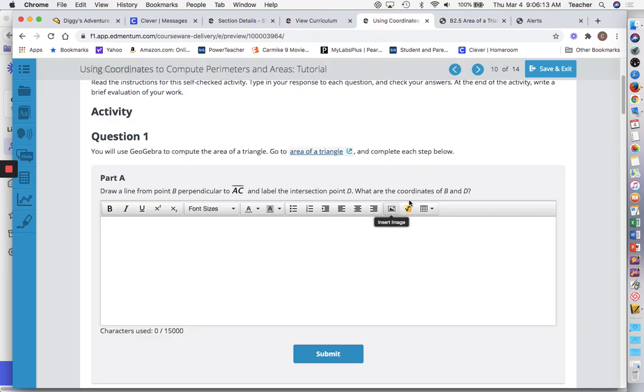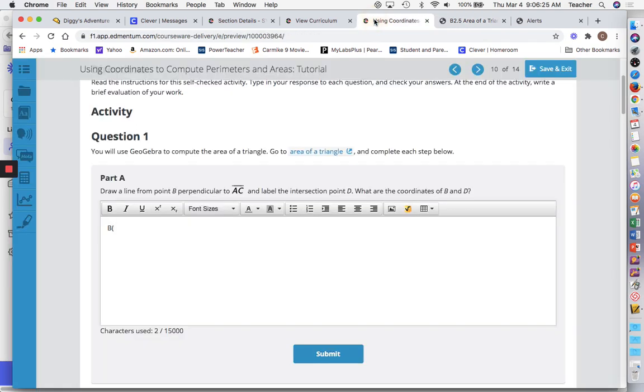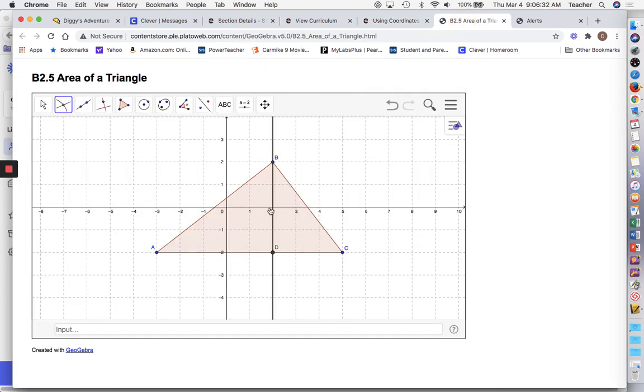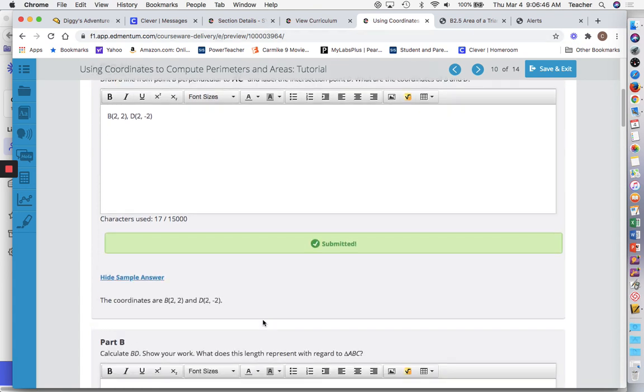All right, so what are the coordinates of B and D? Well, let's check it out. B, starting at the origin, is right 2, up 2. Therefore, B is (2, 2). D, starting at the origin, is right 2, down 2. So D is (2, -2). All right, so I got that done, so I'm going to hit submit.